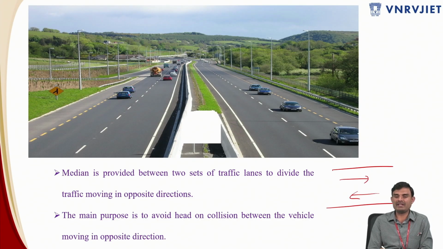But this is a 4-lane divided carriageway. Whenever you are going to have a median, it is addressed as a divided carriageway. If it is 2 lanes and 2 lanes on the other side, that is said to be a 4-lane divided carriageway. If you have 3 plus 3, then that is a 6-lane divided carriageway. Divided is something which you use when you have a median over here.